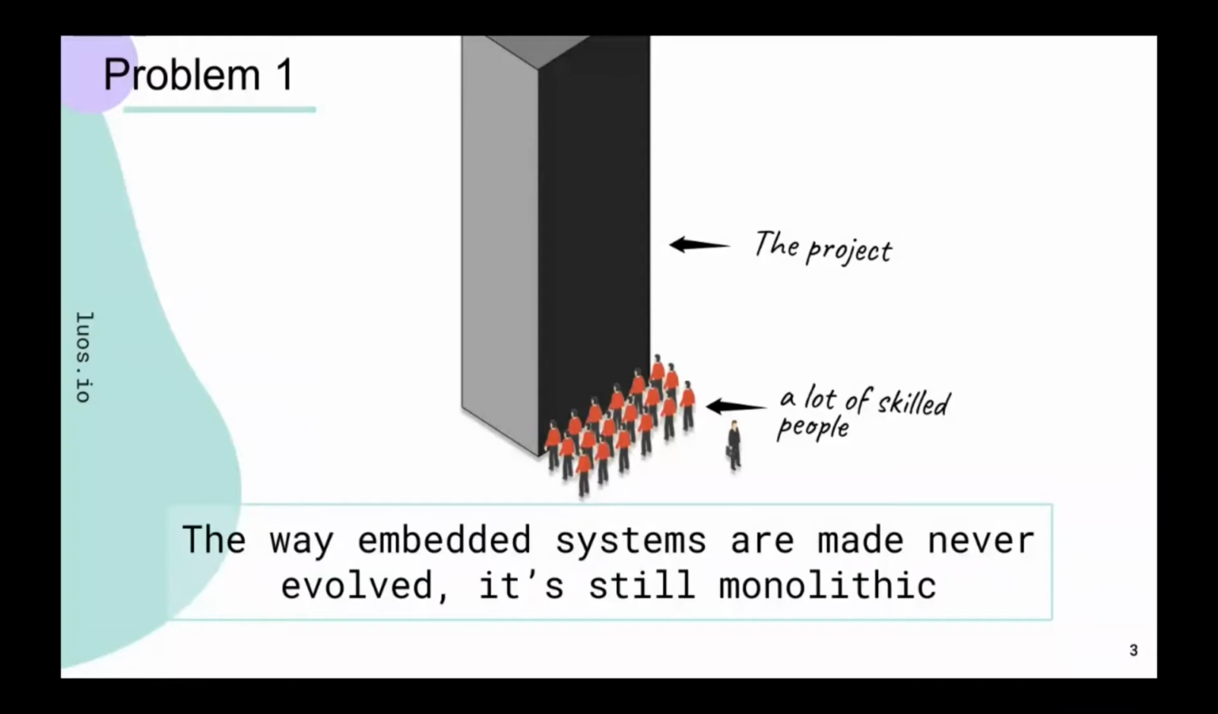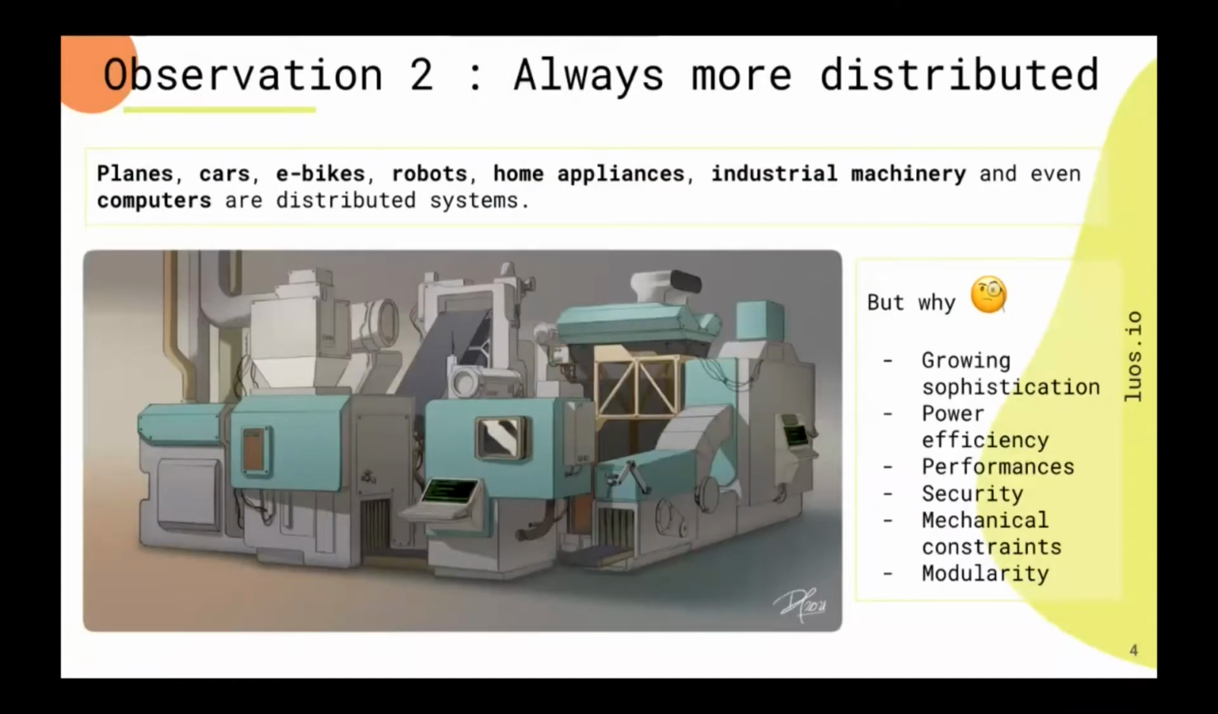A second observation: the embedded world is becoming more and more distributed. There are a lot of different markets where embedded is always distributed, for example planes, cars, robots, and so on. Even computers are distributed machines, because there are a lot of different microcontrollers in the hard drive and all the different components allowing your main processor to run smoothly without having to take care of how to access the data on this specific hard drive.